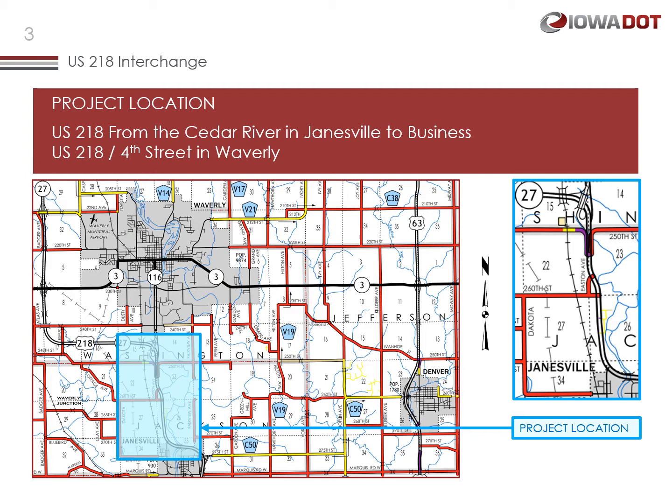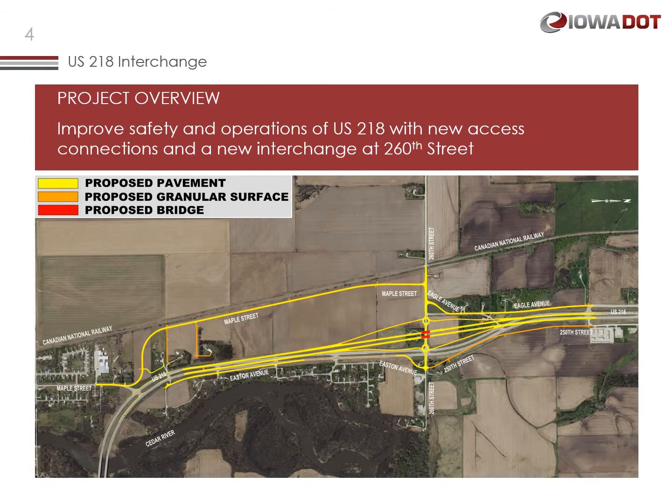Reconstruction of US 218 will start at the Cedar River and end at the US 218 Business Interchange in Waverly. The project includes a new interchange at 260th Street to improve safety and operations along the corridor. You can expect the improvements to feel like other segments of the US 218 corridor between Cedar Falls and Janesville.